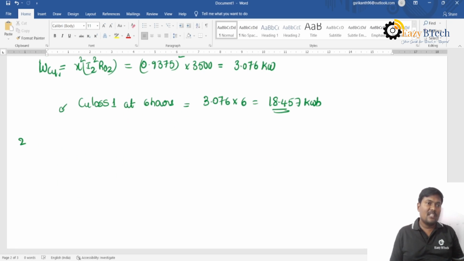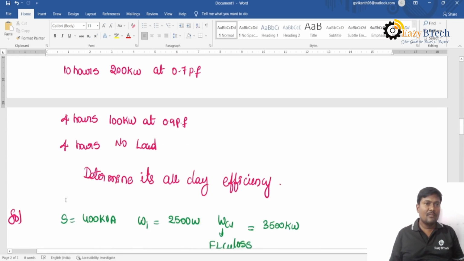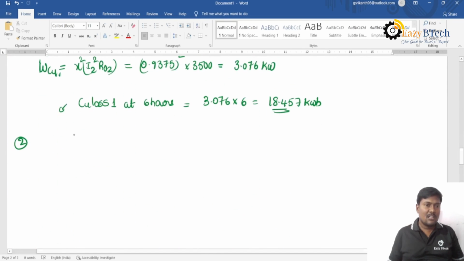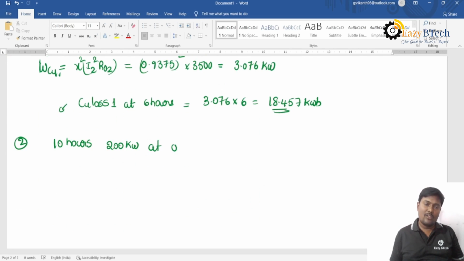And the second case, 10 hours 200 kilowatts at 0.7 power factor. Then S2 you can calculate: 200 into 10 to the power of 3 divided by 0.7.